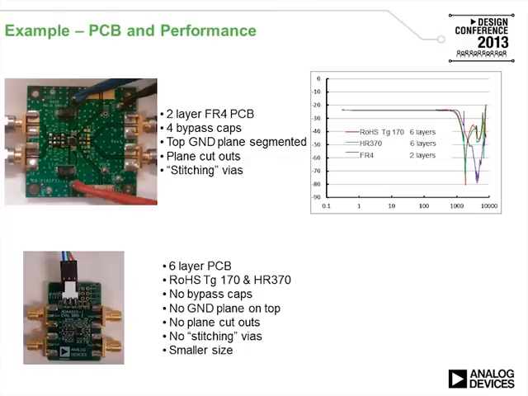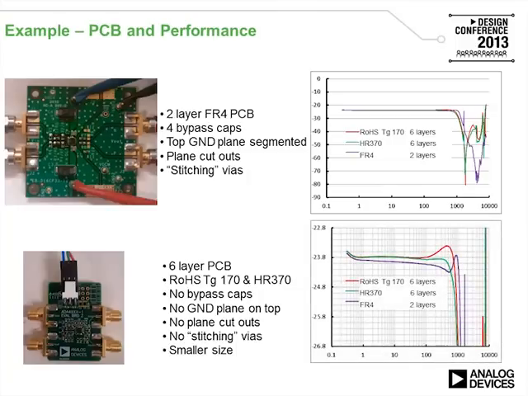They're all flat up to about 1 gigahertz. At first sight, the 2-layer FR4 might look like it has a slightly higher bandwidth than the two 6-layer boards. If we zoom in around the corner, around 1 gigahertz, note that the HR370 in this particular case happens to have the best gain flatness, and the FR4 has a larger gain peaking, and so does the TG170.